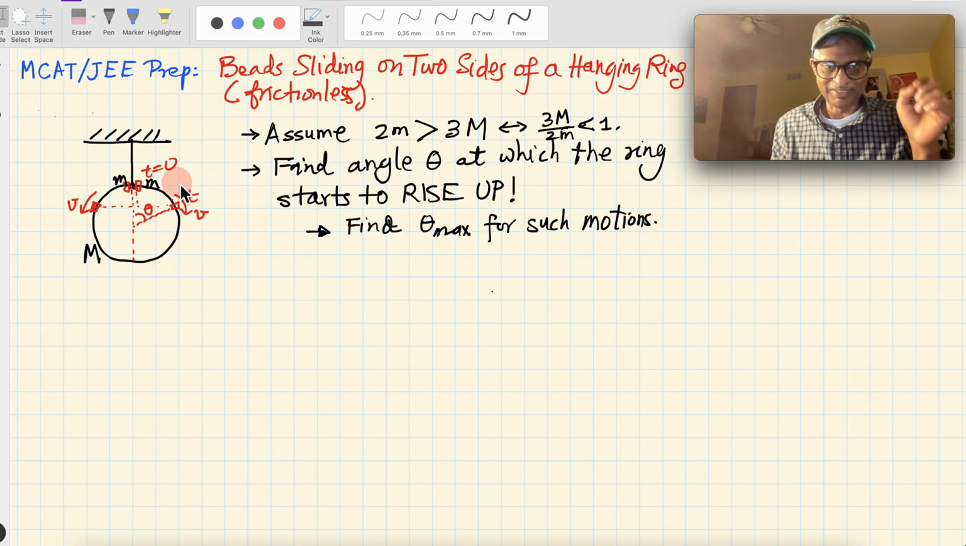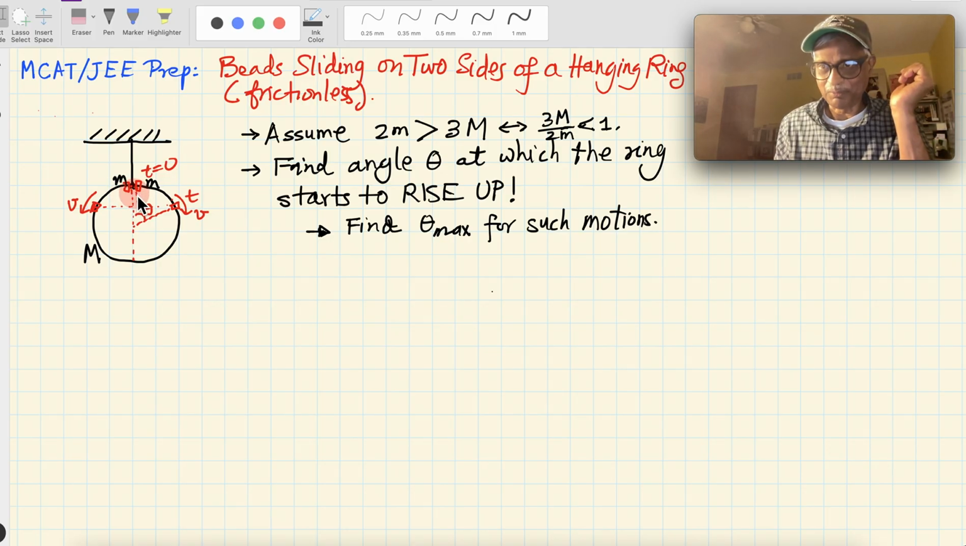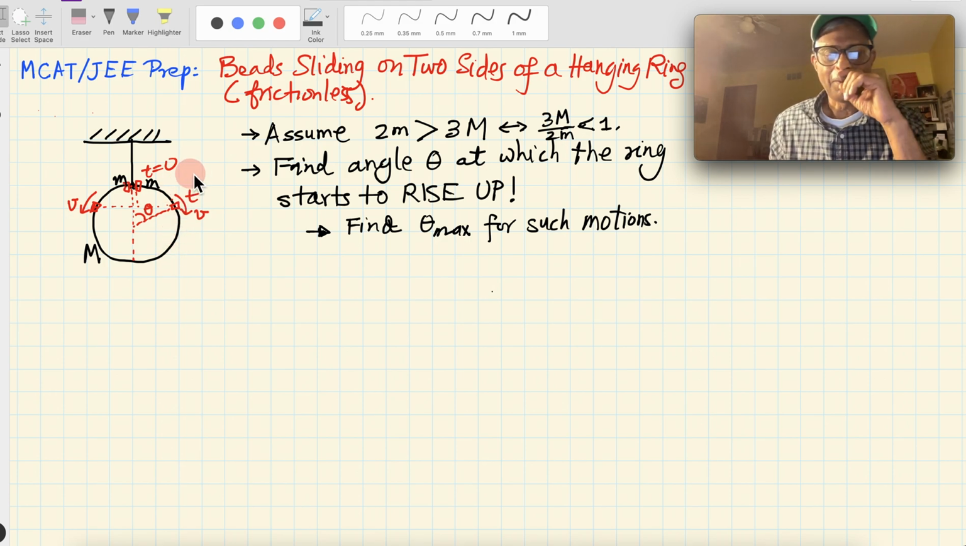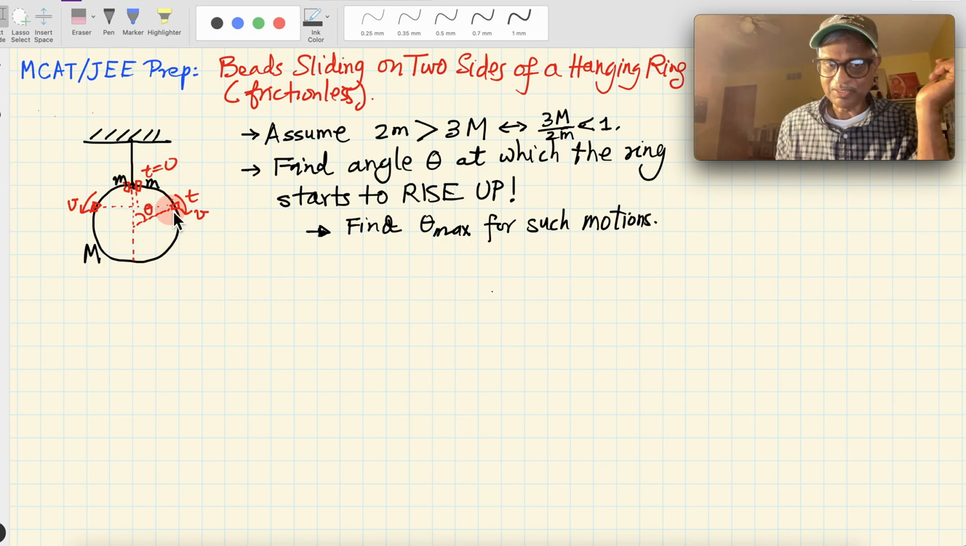Otherwise, how are they going to stay there? The forces are not balanced. Gravity points down, but the normal force is at an angle, pointed up. So the bead is going to slide down immediately.